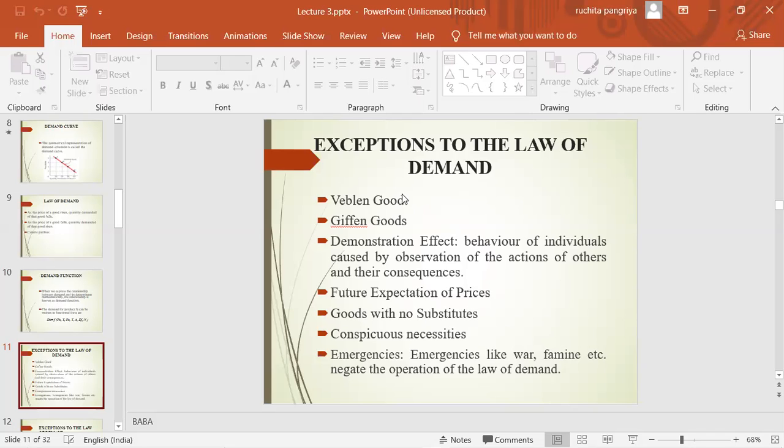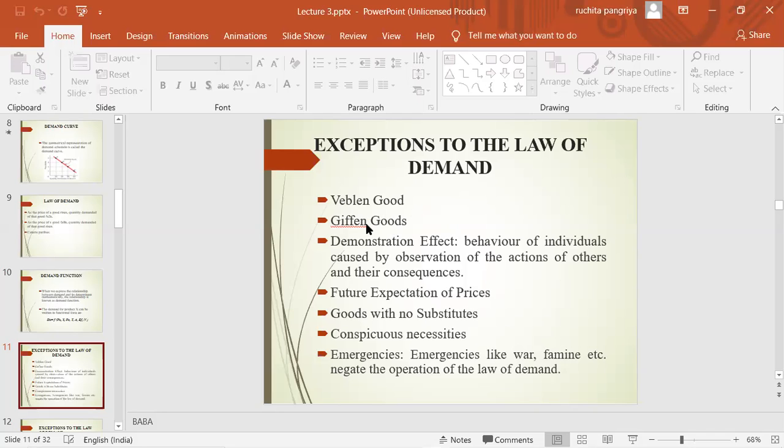So it happens that when the prices of luxurious goods, or Veblen goods, fall, the quantity demanded also comes down, and when the prices of those goods increase, the demand also surges.